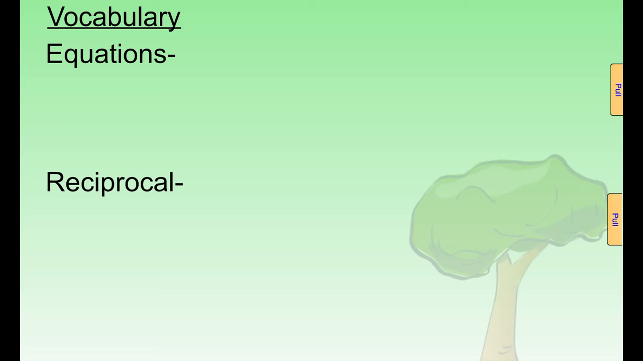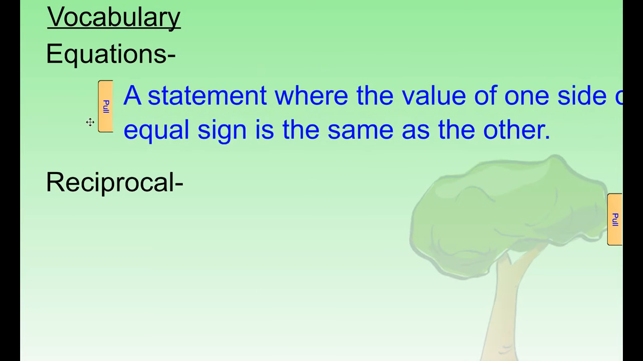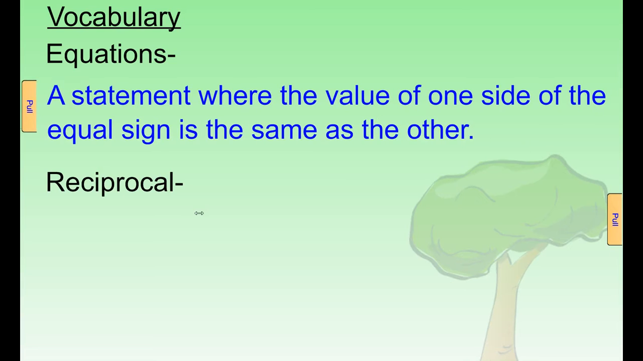We got some vocabulary. So the first one here is equations. And an equation is just a statement where the value of one side of the equal sign is the same as the other. So that equation I put up a second ago with the x plus 3 equals 10, this stuff is equal to that stuff. That's all an equation is. It's where you have this equal sign in the middle.